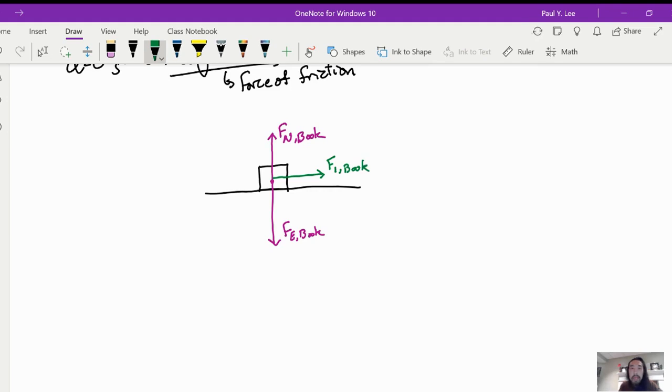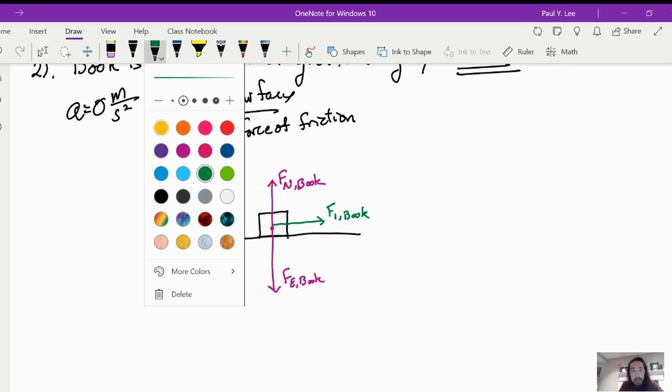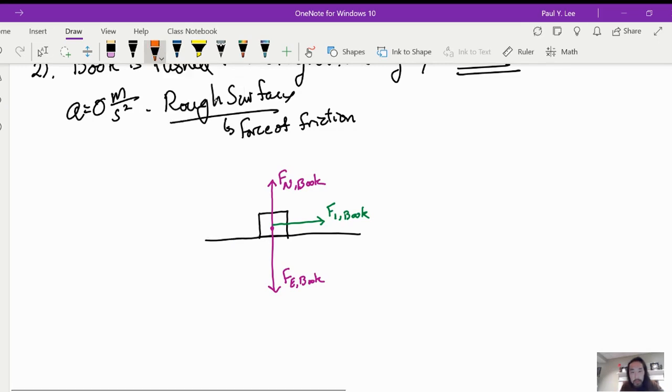Okay, and the next one, we have a rough surface, so we call that the force of friction. And I'm going to draw that. Let's do a different color. This is a new one. I'm going to draw that to the left. Okay, we're going to call that force of friction on the book. All right, so here we have our 4 forces.